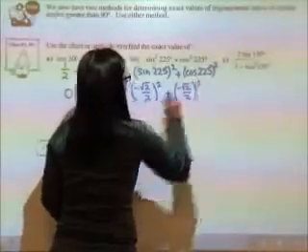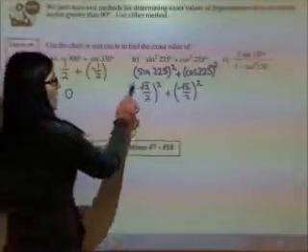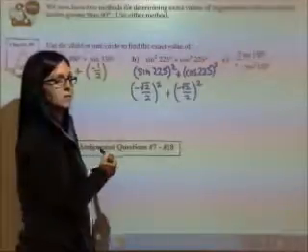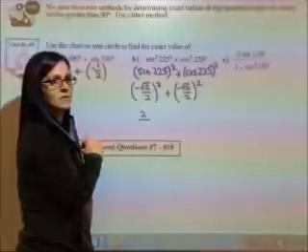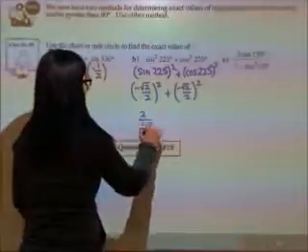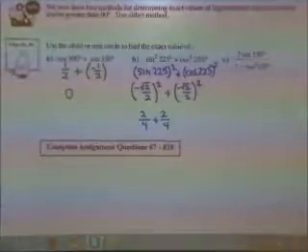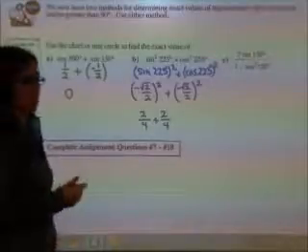So if I take negative root 2 over 2 and I square it, the negative will become positive. What is root 2 squared? 2. And what is 2 squared? 4. And then I'll get the same thing with the next one. And what's 2/4 plus 2/4? 1 whole.